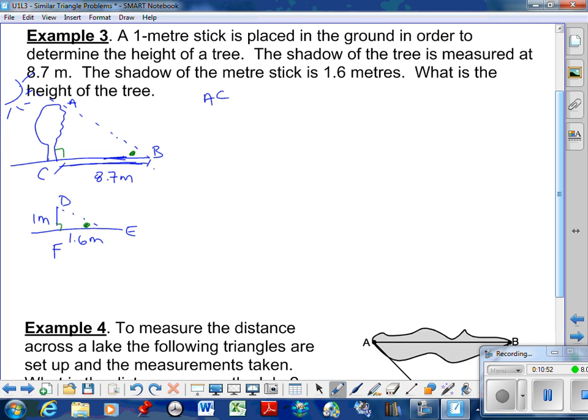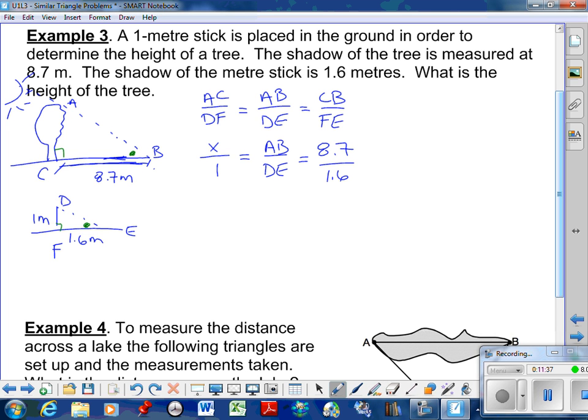So step one is to go ahead and match them up or line them up. So AC, AB, so I'm just taking it from the tree diagram, CB. Next, I take the measurements or the sides that correspond with this from the meter stick. So I have DF, AB matches up with DE, and CB matches up with FE. Once I've done that, I plug in the known information. So AC is what I'm looking for. I want to know the height of the tree. DF is 1. AB, I don't know anything about. DE, I know nothing about. CB is 8.7. FE is 1.6.